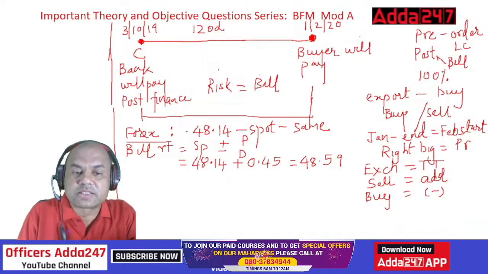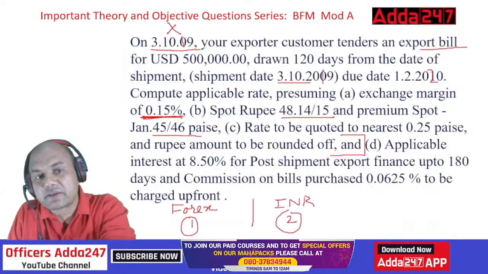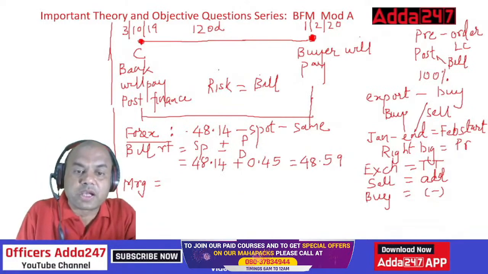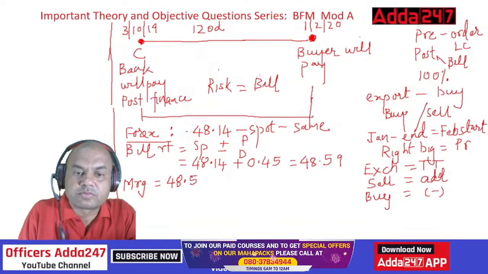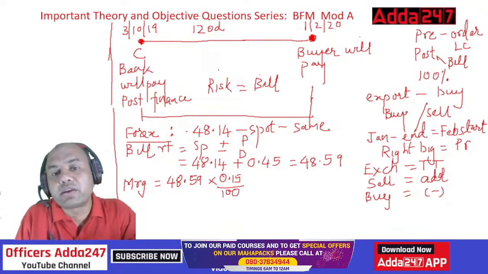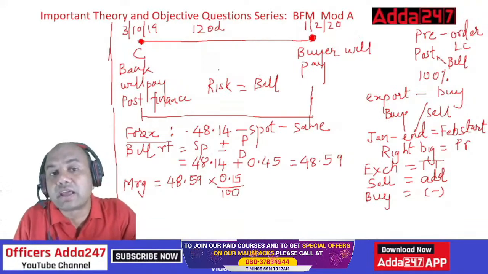What is the rate then? See this, margin equals what is given? 0.15%, right? Percent means upon 100. So it will be 48.59 into 0.15 upon 100. Now some of you might say, sir, why aren't we applying this buy low sell high maxim?